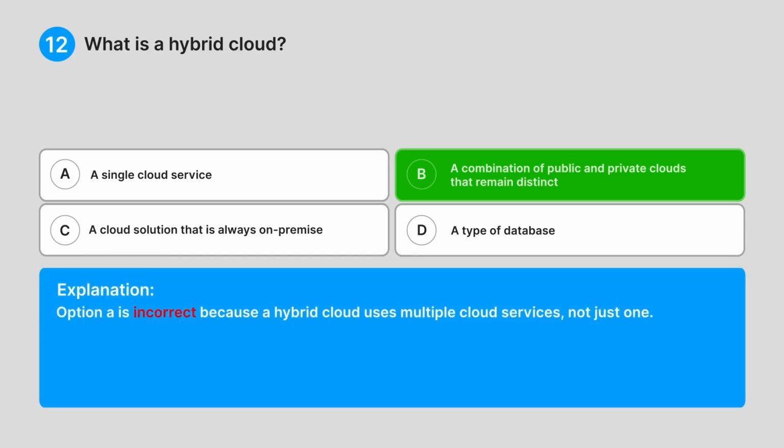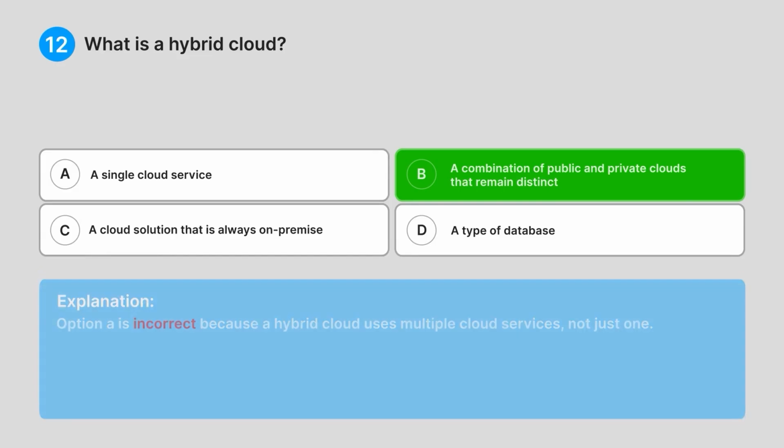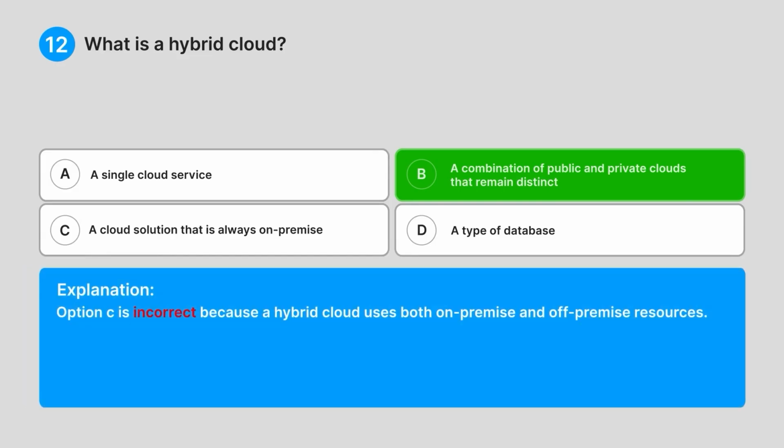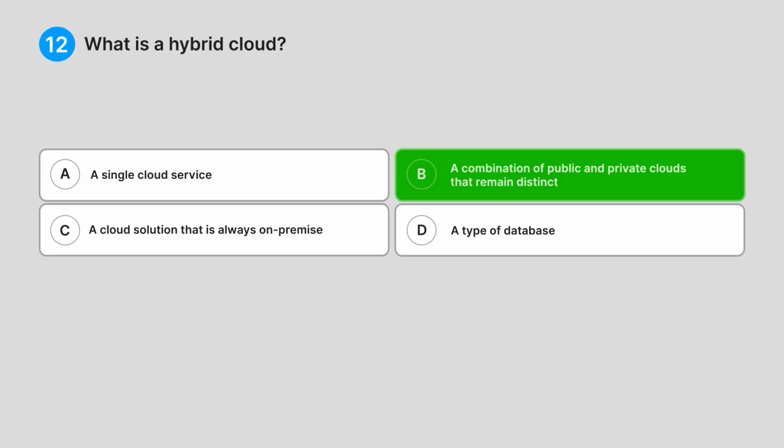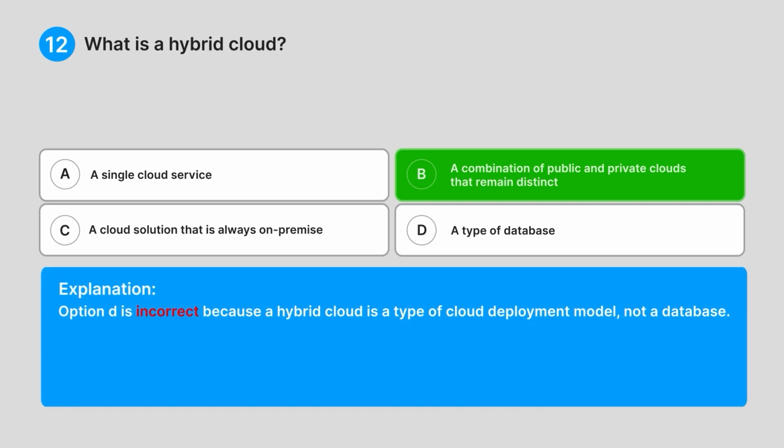Option A is incorrect because a hybrid cloud uses multiple cloud services, not just one. Option C is incorrect because a hybrid cloud uses both on-premise and off-premise resources. Option D is incorrect because a hybrid cloud is a type of cloud deployment model, not a database.